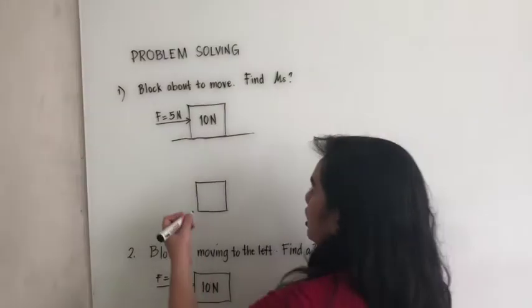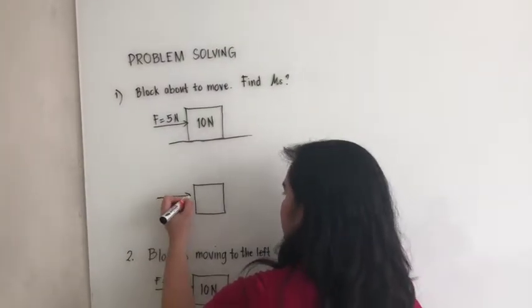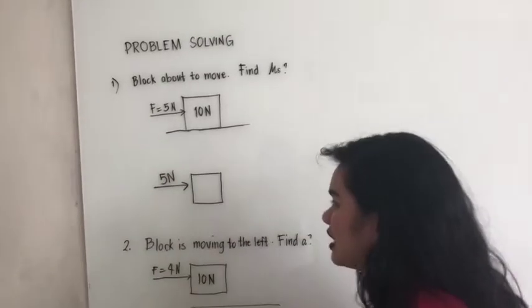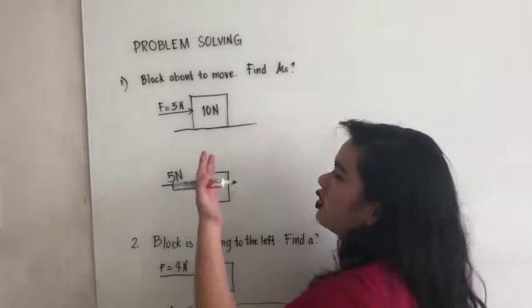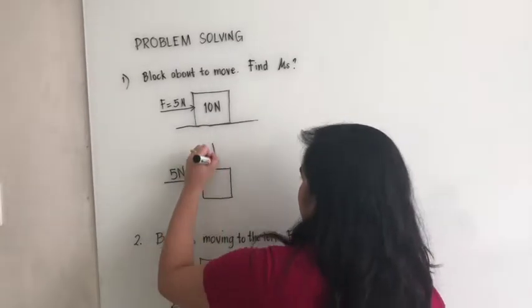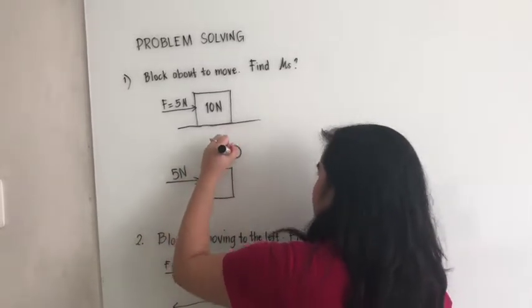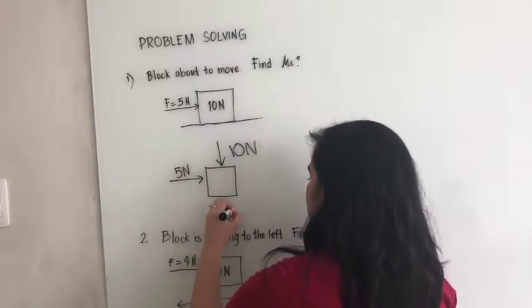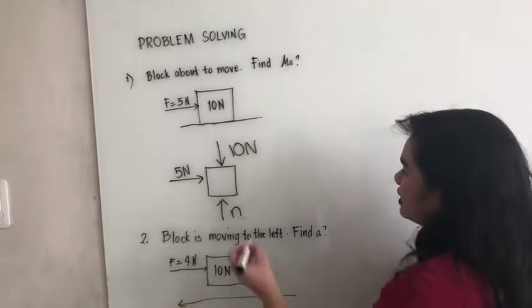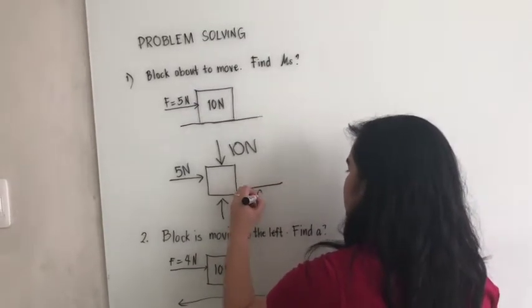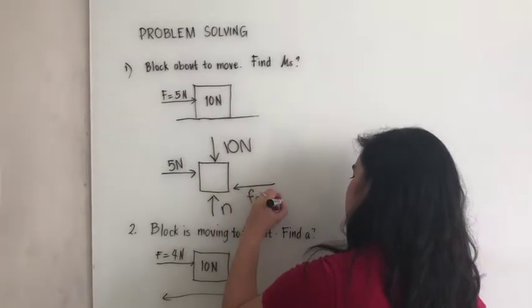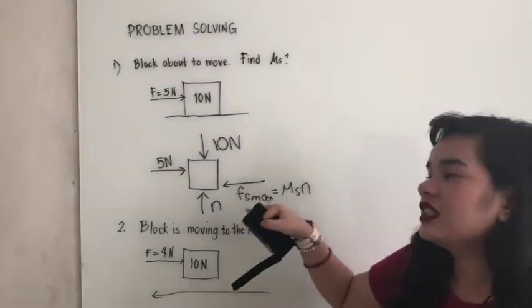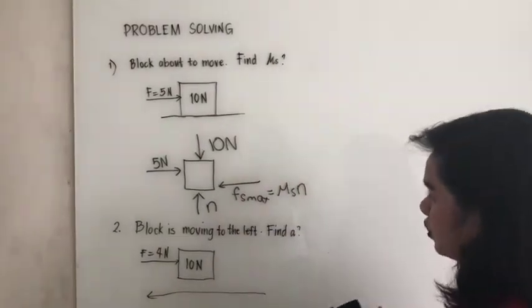The first is the push or pull, and since we have the force, which is 5, we will write it here. The next is the weight, and since it is already in Newtons, we're just going to retain it. Next is the normal force, which is written as small n, and next is the friction, which is F of s max equals mu s n, since it is indicated that the block is about to move.